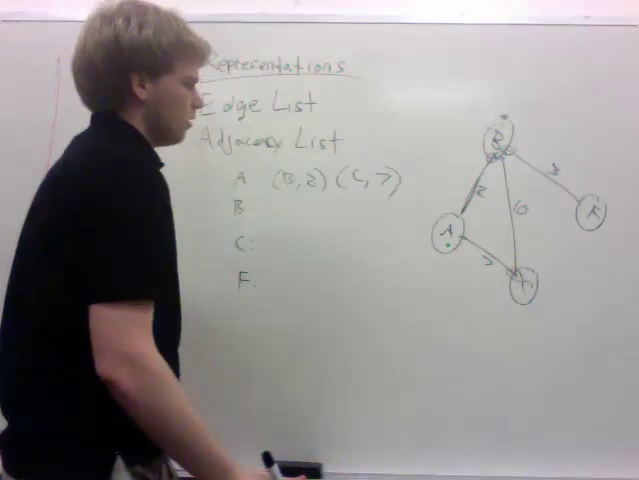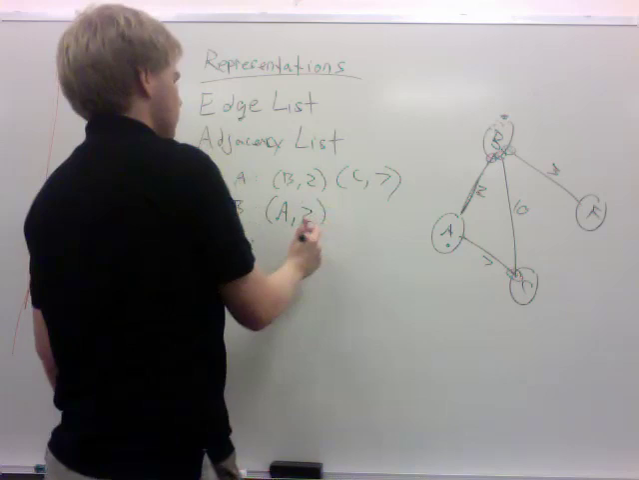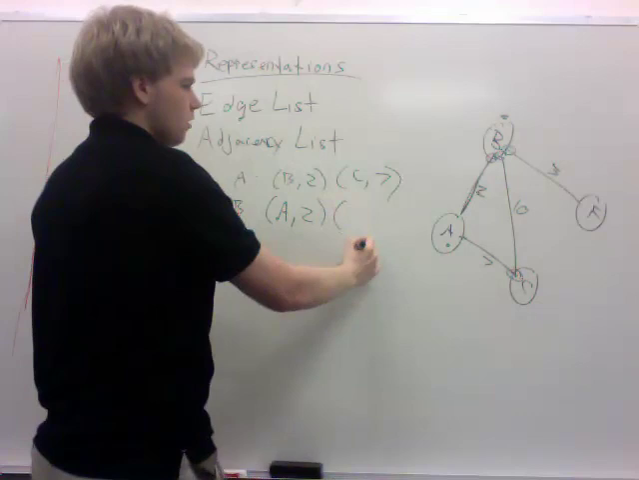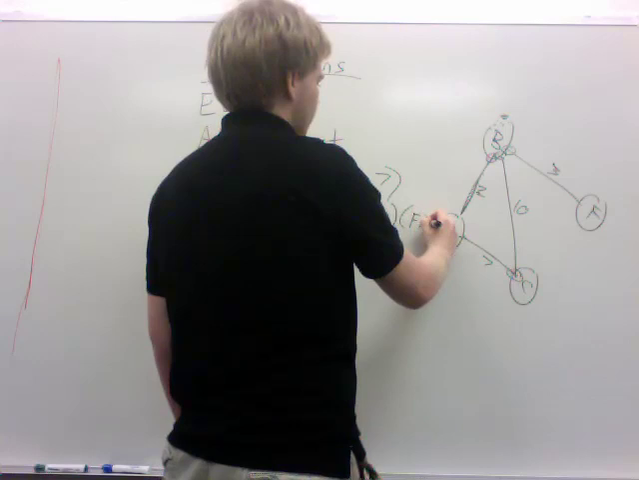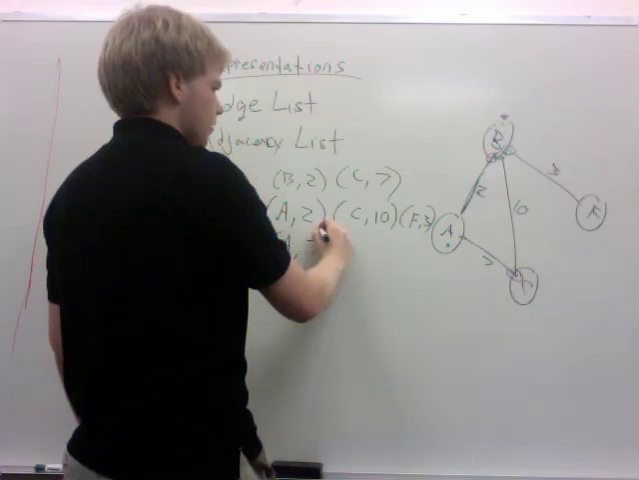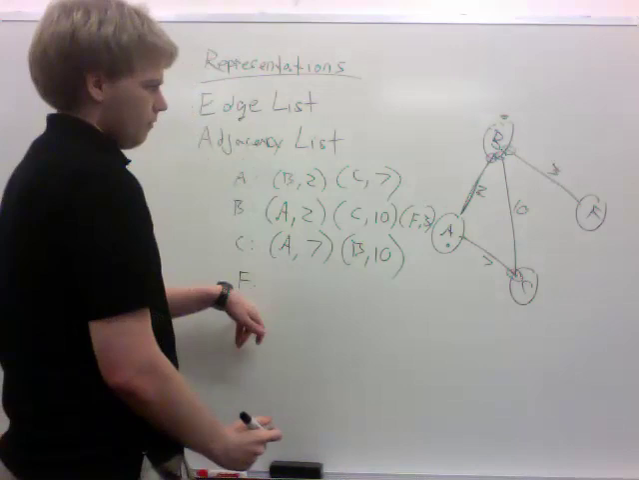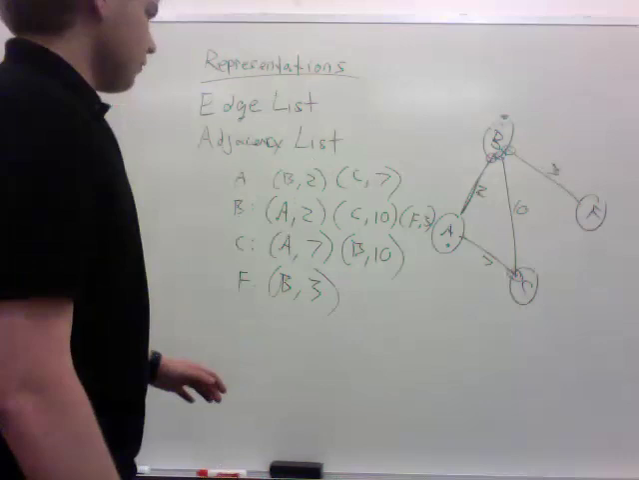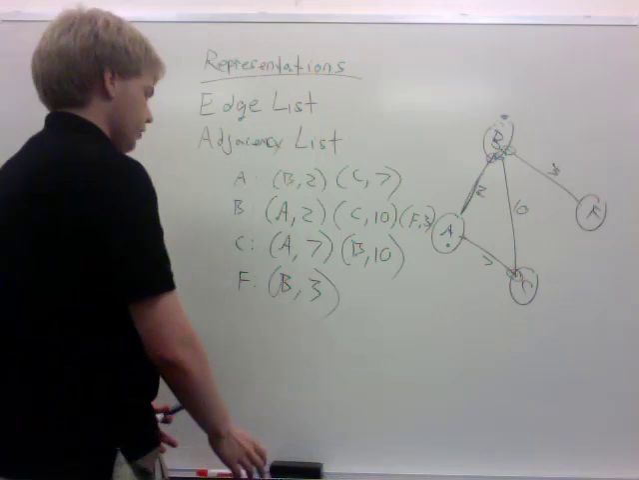B is going to have 3 pairs. It'll have A2. Notice here in an undirected graph, if A is adjacent to B, B is also adjacent to A. Then it'll have C10 and F3. C will have A7, B10, and F is going to have B3. So that's another common way to represent your graph. You guys should have seen this already.